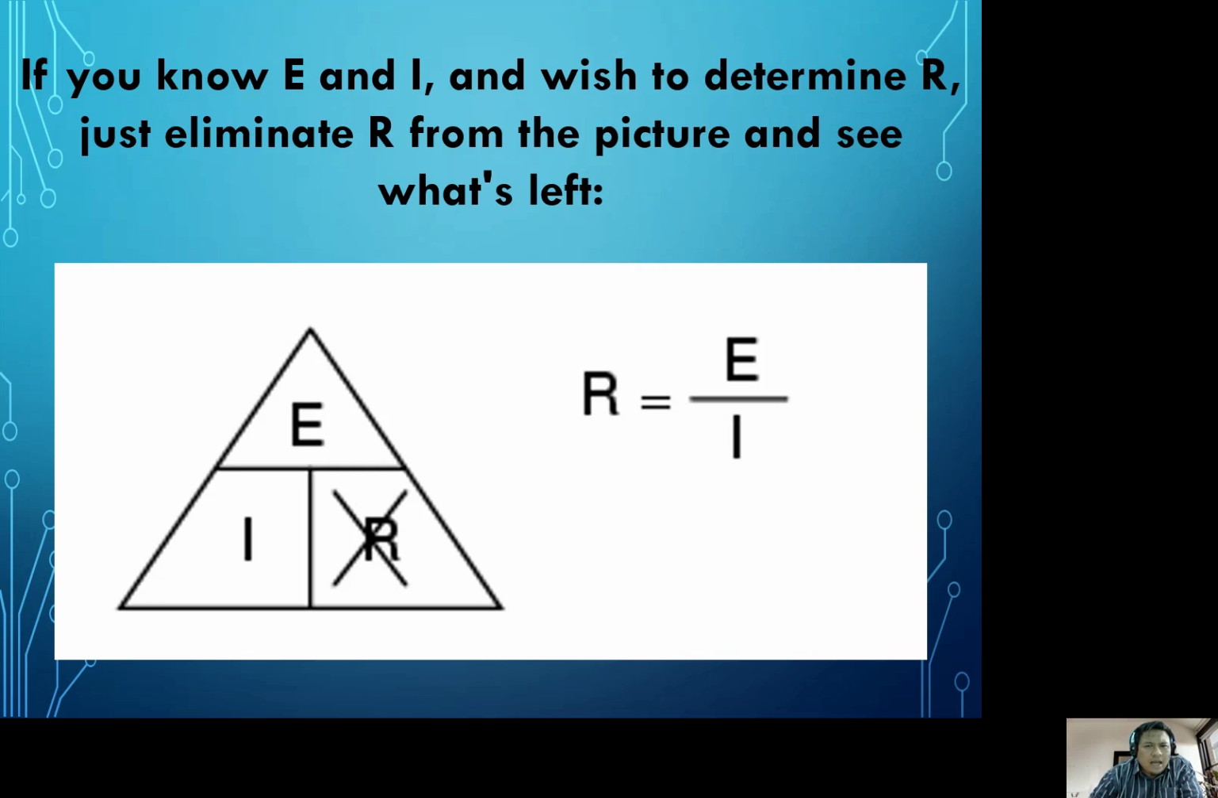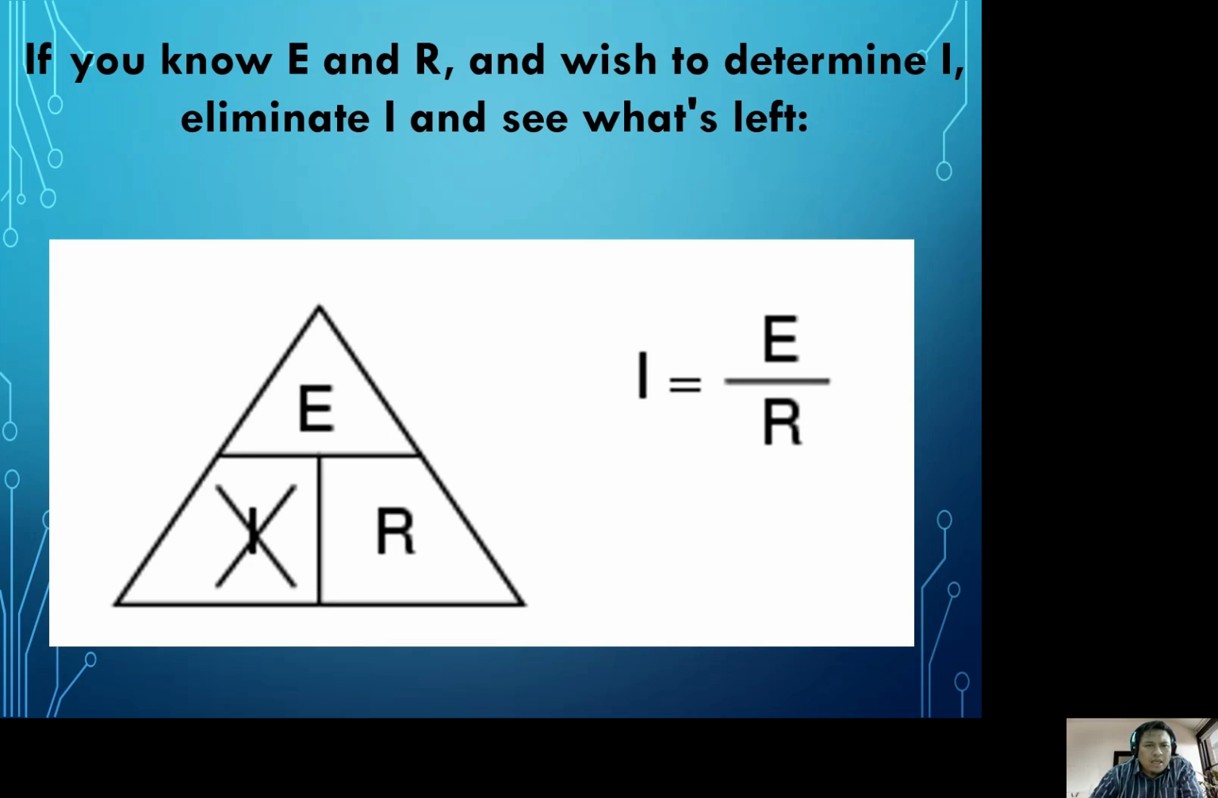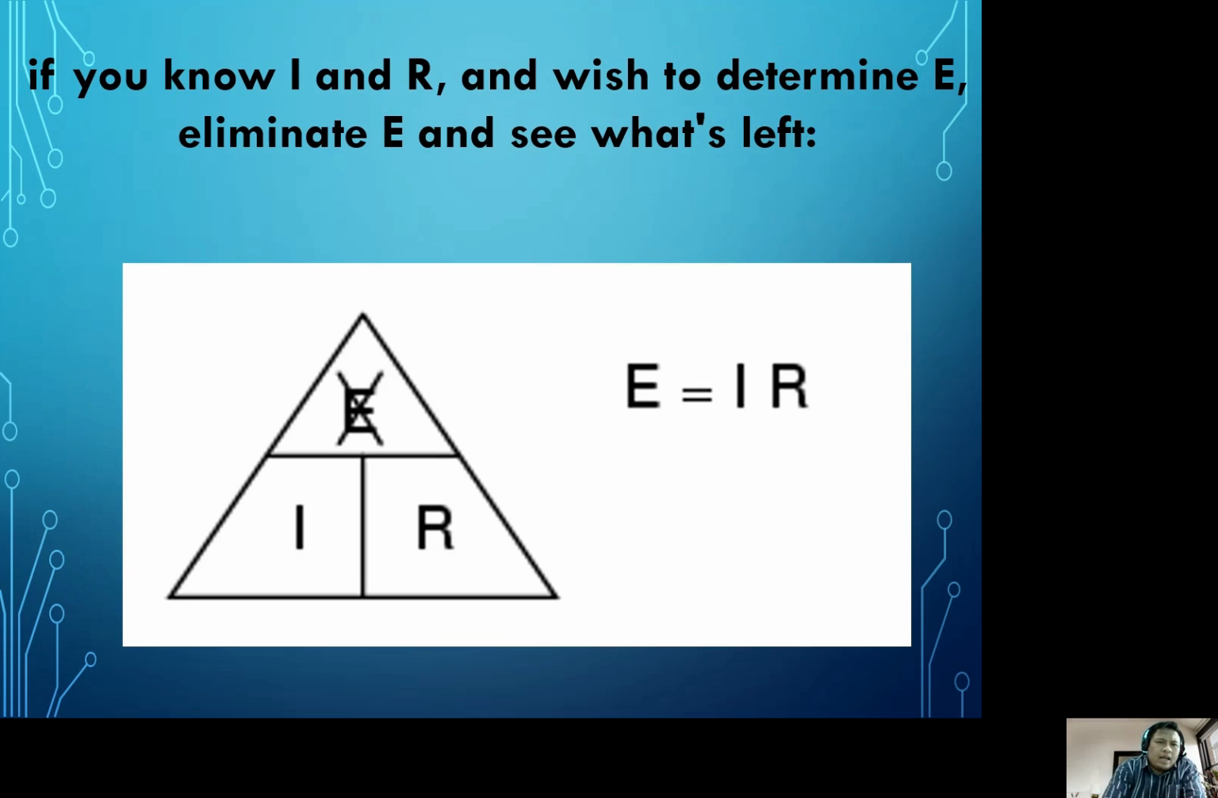So if you know E and I and wish to determine R, just eliminate R from the picture and then you can see what is left: R equals E over I. If you know E and R and wish to determine I, eliminate I and see what's left: I equals E over R. If you know I and R and wish to determine E, eliminate E and see what's left.